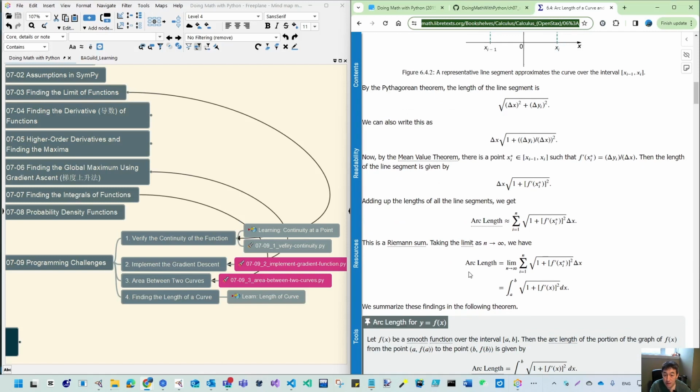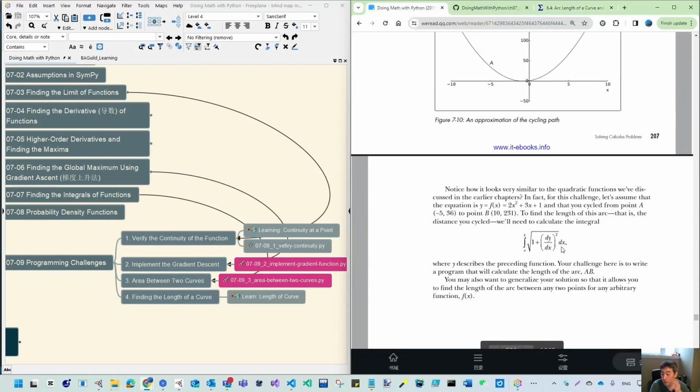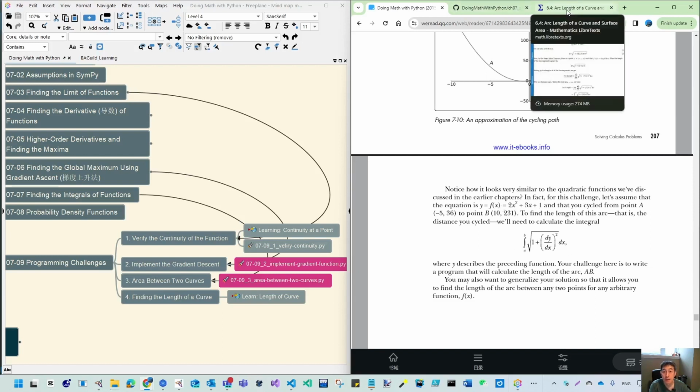Here is some of the logic to find the formula using integral concepts. Finally, you can see the arc length is this definite integral, and under the square root you see our derivative squared, with dx. That is the formula, and we will use it directly. Here y, or dy, is actually f(x). So for our given function, we will use this to find the length of the arc.